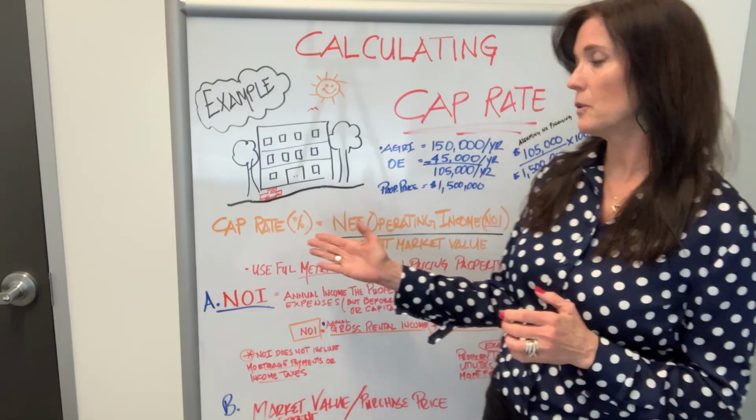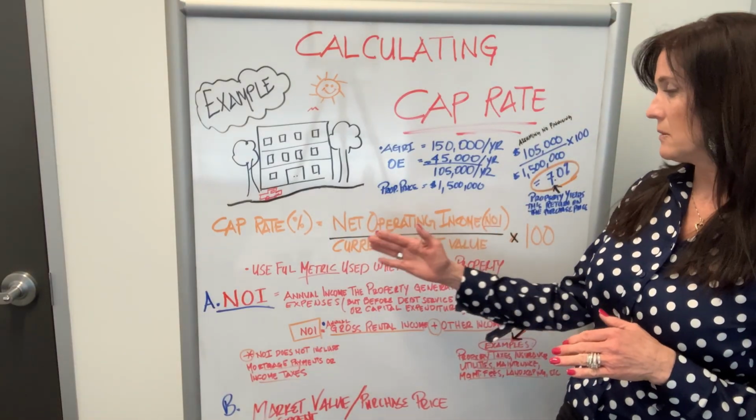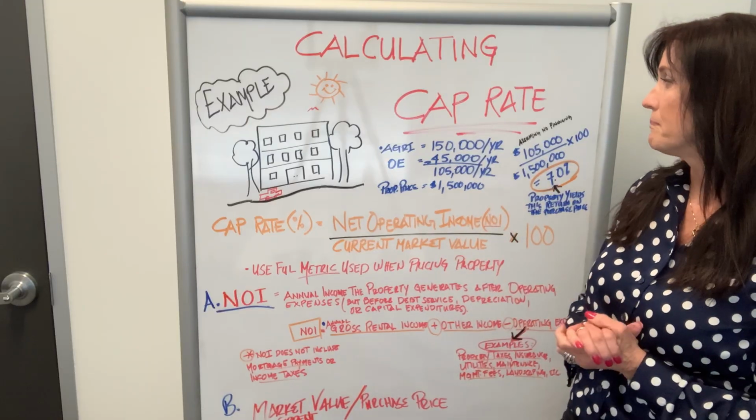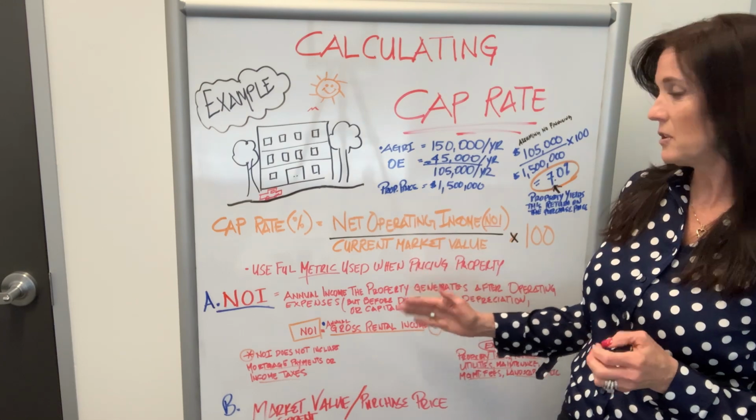So for example, cap rate is the net operating income, NOI, divided by the current market value, or the asking price, times 100. So this is a useful metric. A lot of people use it.